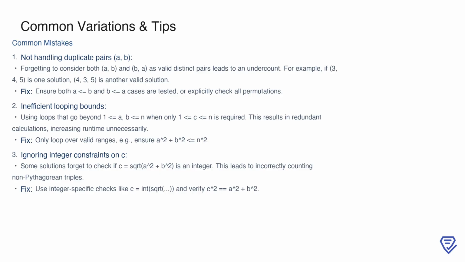Lastly, don't overlook the need to verify that C is an integer. Simply computing C as the square root of A squared plus B squared isn't enough. You also need to check that C squared equals A squared plus B squared to ensure it forms a valid Pythagorean triple.